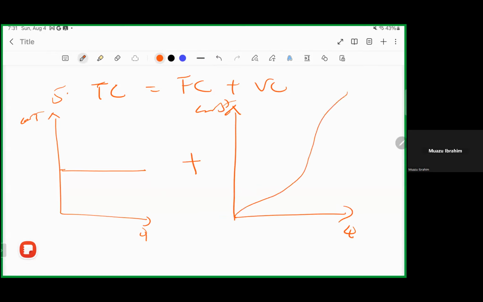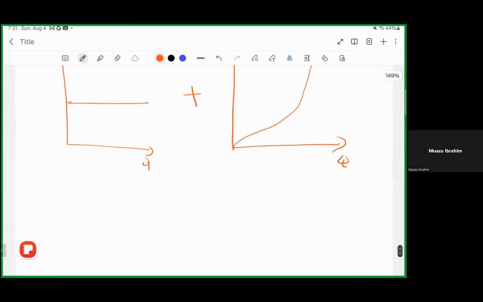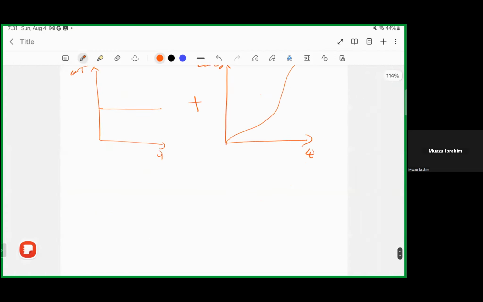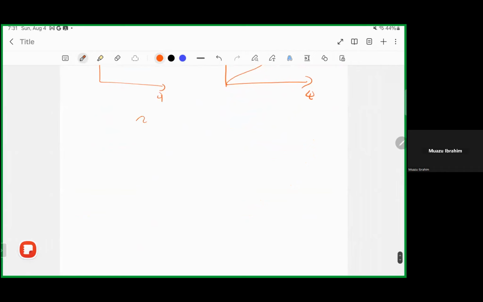This is the variable cost. When you put these two curves together, you are going to get the total cost. So let me just write, this is fixed cost, and this is the variable cost. So the total cost will be the combination of the two.